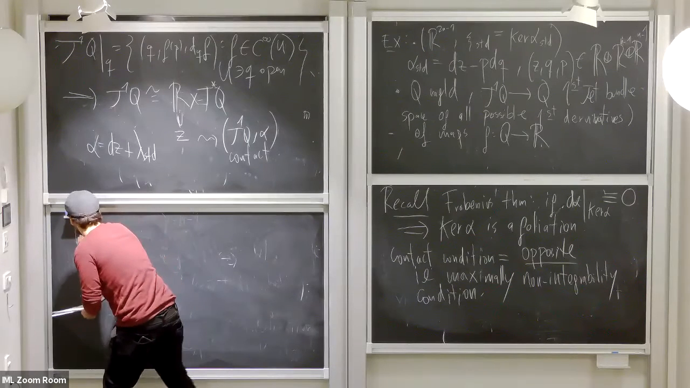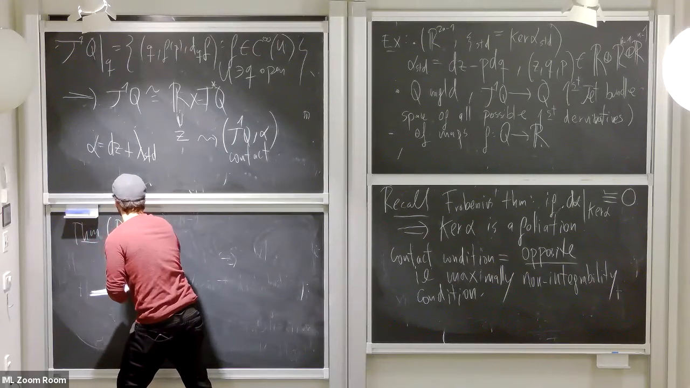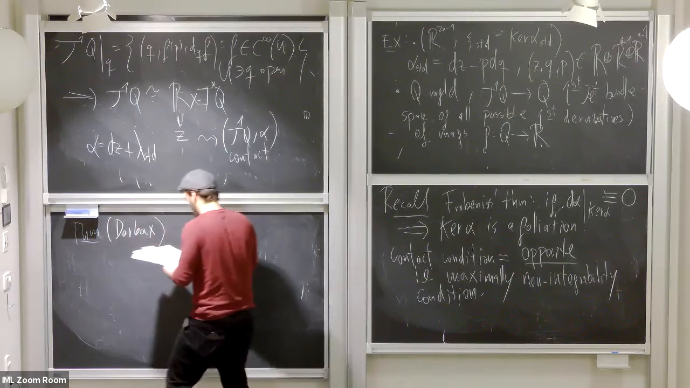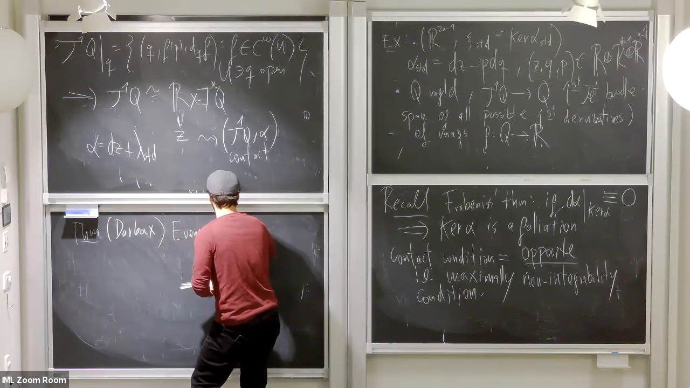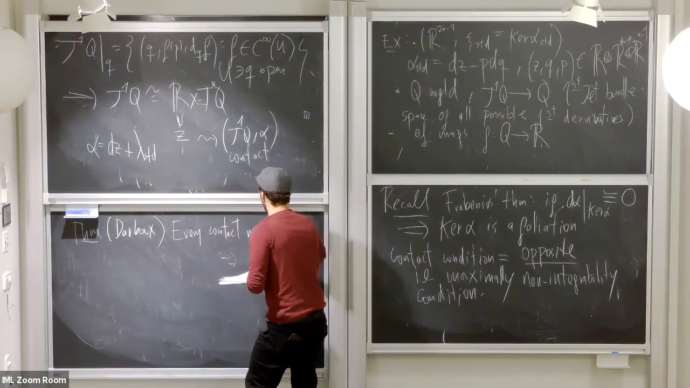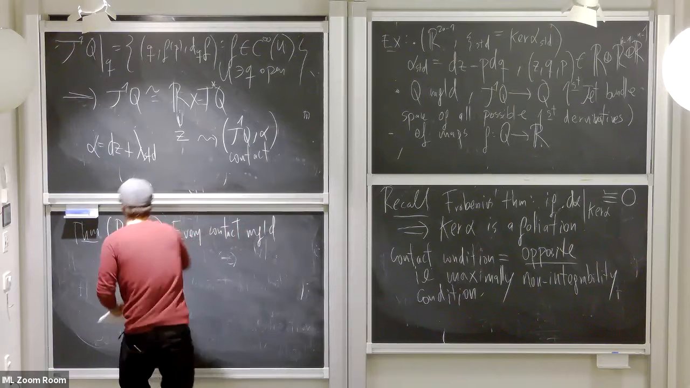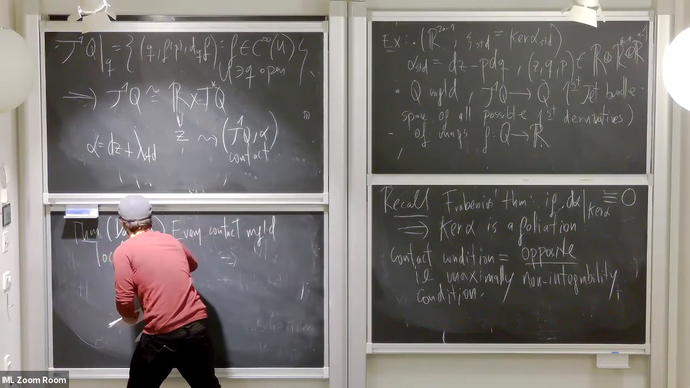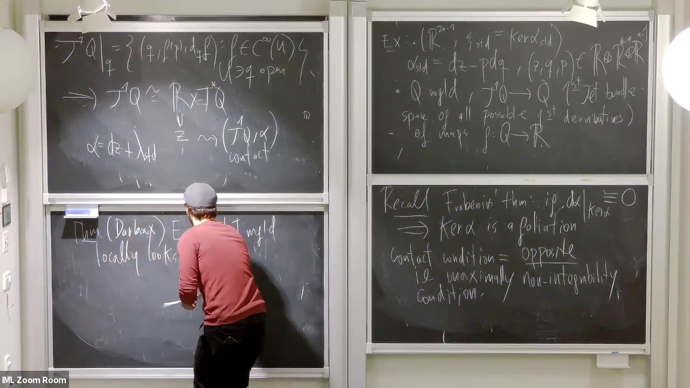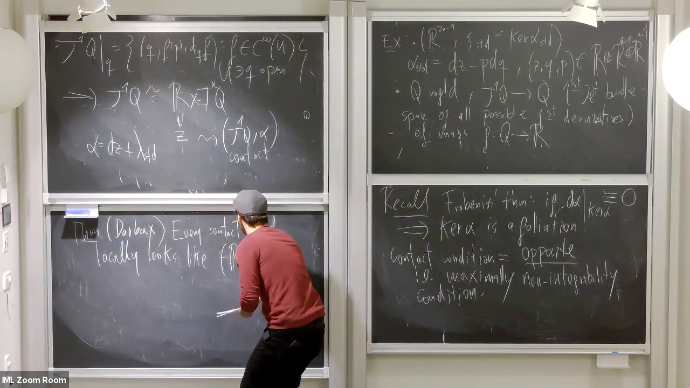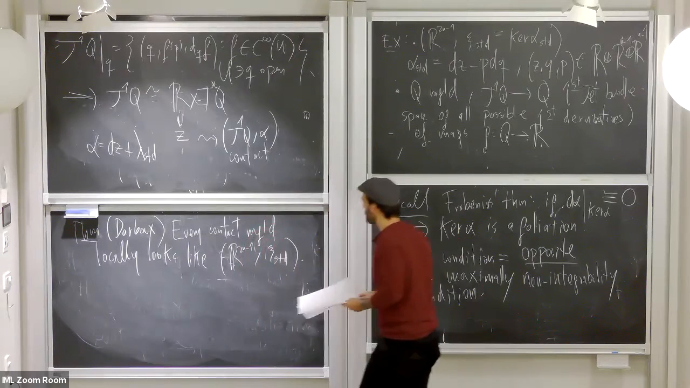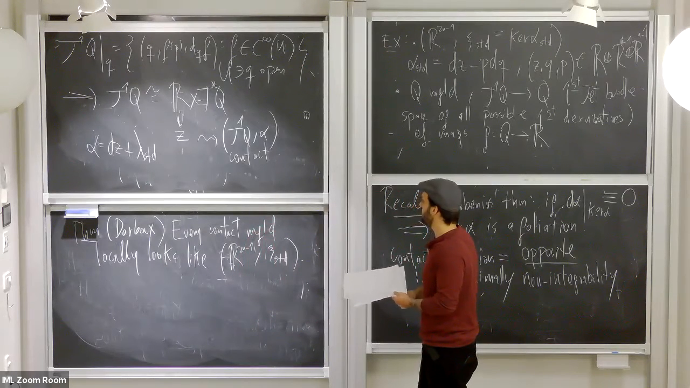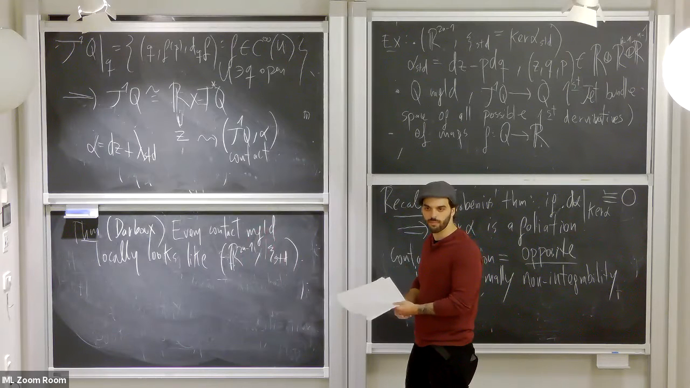We also have a Darboux theorem for contact manifolds. Every contact manifold locally looks like the standard contact manifold. So again, contact manifolds do not have local invariants, so they are global objects, and in principle they are geometric objects.